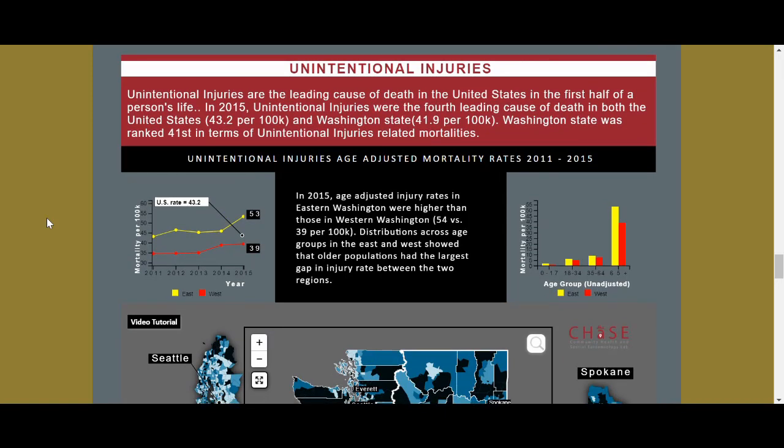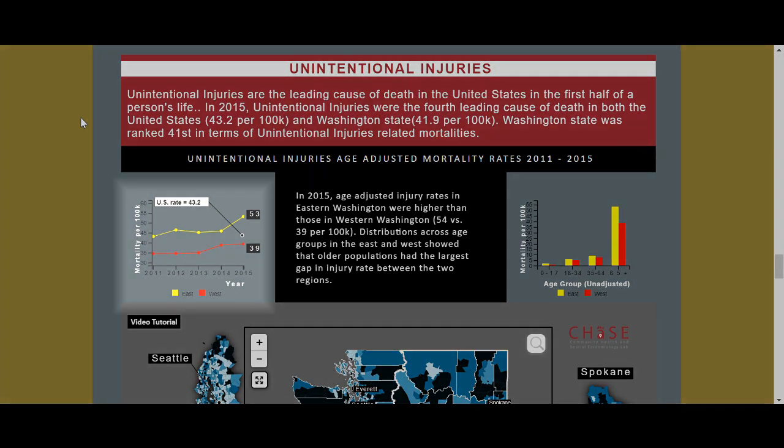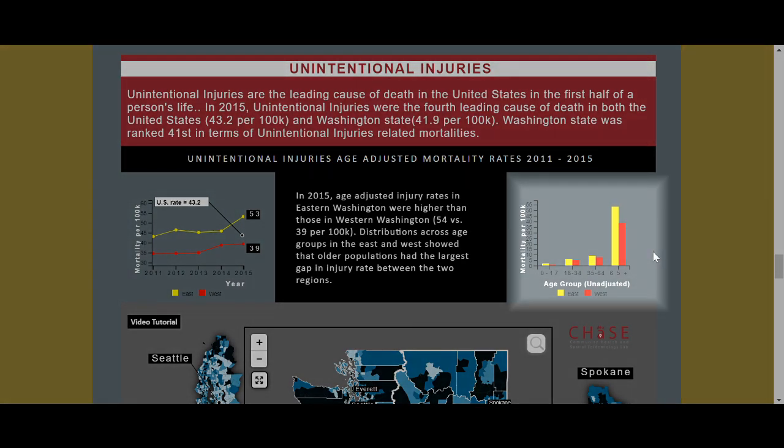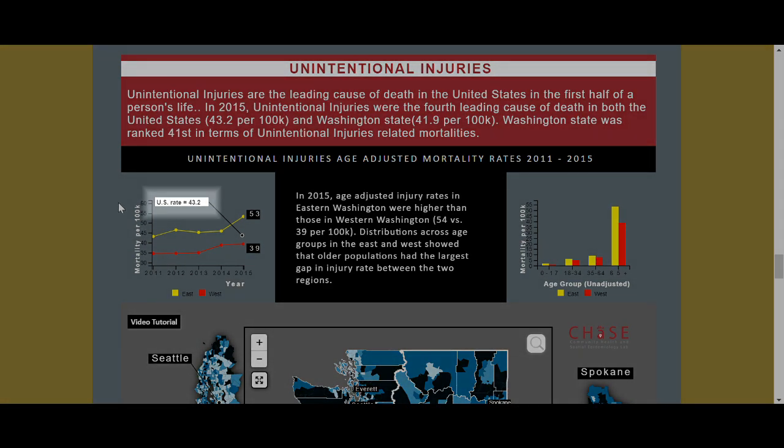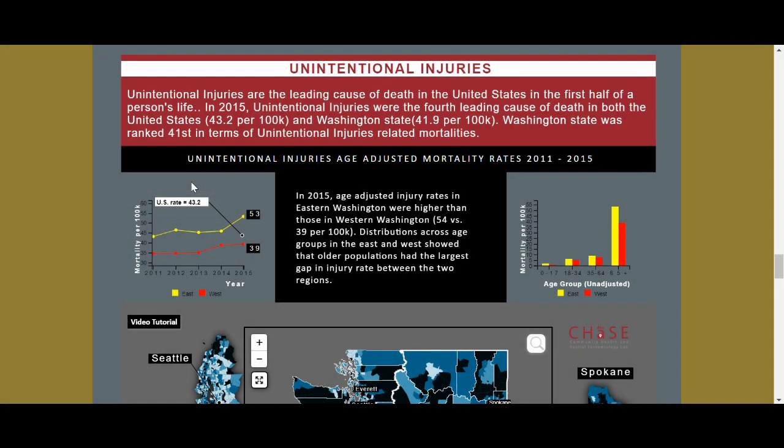Here we see again at the top the title and description, with an interpretation below of the data, flanked on the left by its mortality rates in Eastern and Western Washington, respectively over time, and on the right, the mortality rates on either side of the state by age. Note that the 2015 US rate is also visible on the left for national comparison purposes.